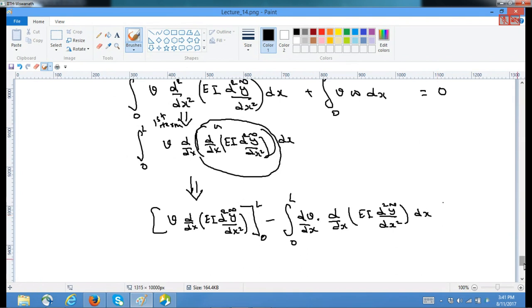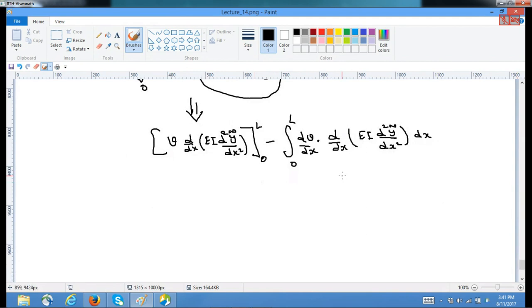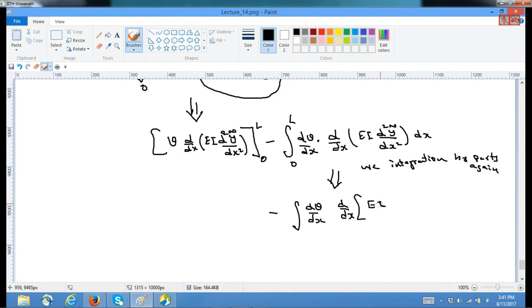So again, what I do on this is use integration by parts again. By doing the integration by parts again, now I will rewrite dv by dx as d by dx of again EI d square y by dx2 dx.